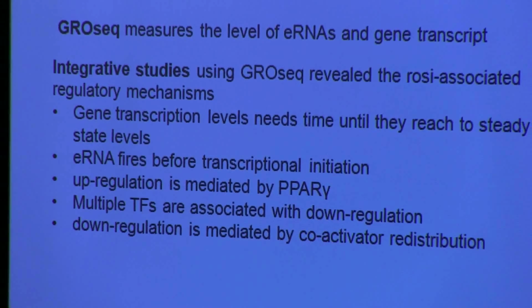So using GRO-seq data, we measured the level of eRNA and gene targets, and the integrative analysis using GRO-seq identified that gene transcription level needs some time until it reaches a steady state level, and eRNA fires before transcription initiation, and upregulation is mediated by PPAR gamma, and multiple transcription factors are associated with downregulation, and we found that downregulation is mediated by coactivator redistribution, or the notion of squelching. And this work is published in G&D this year.